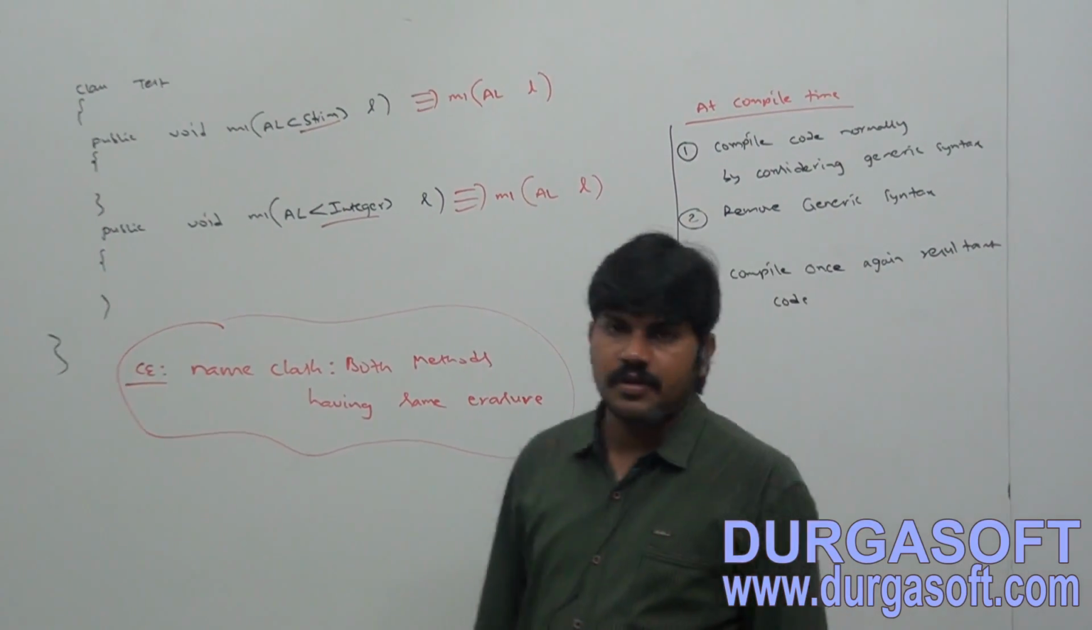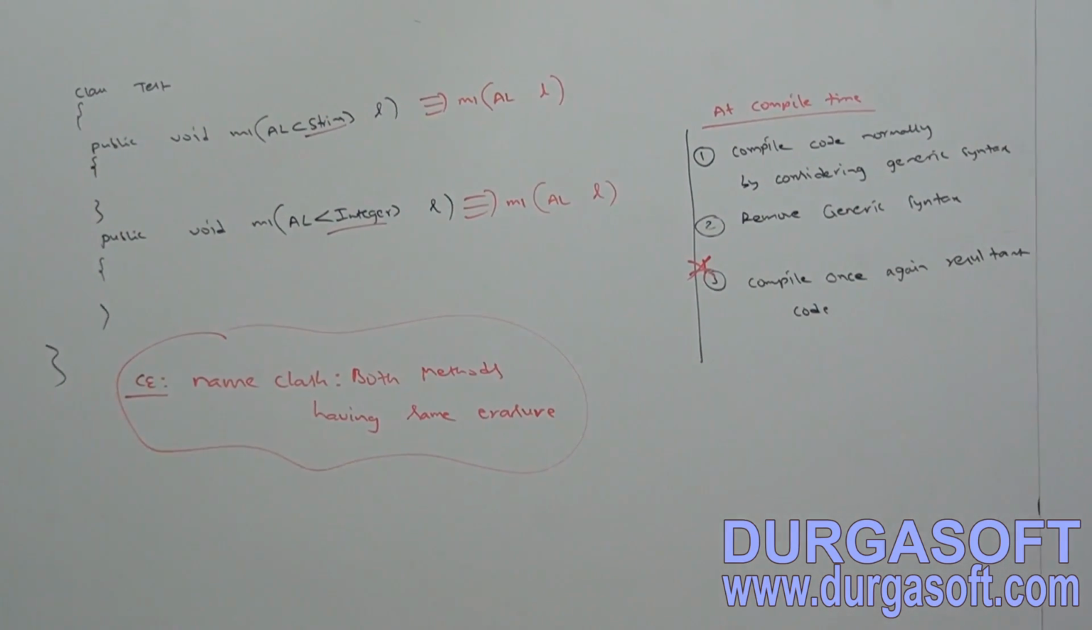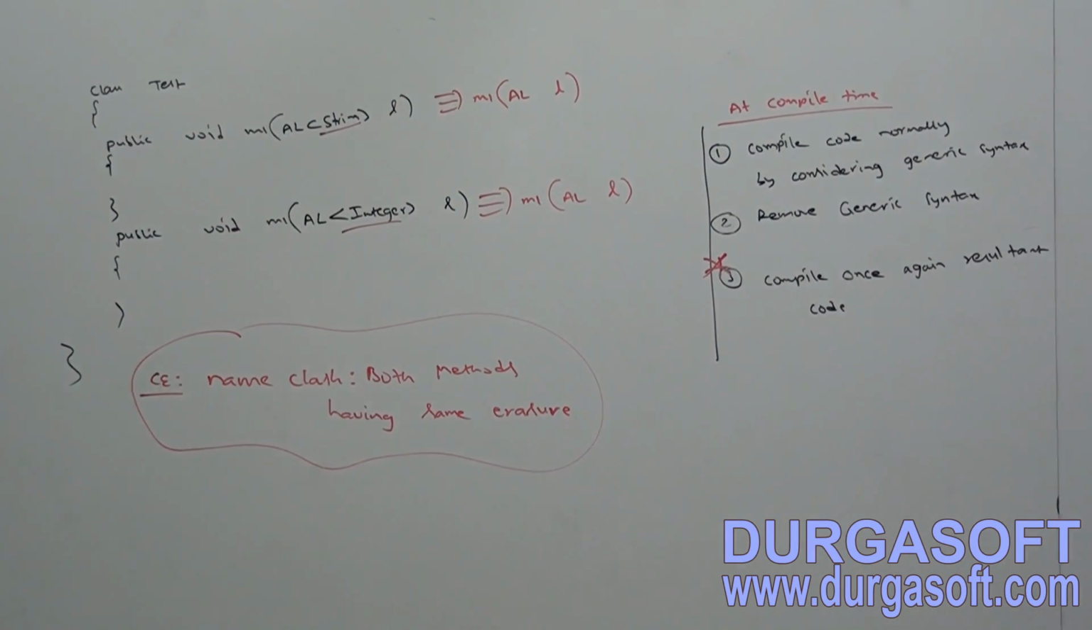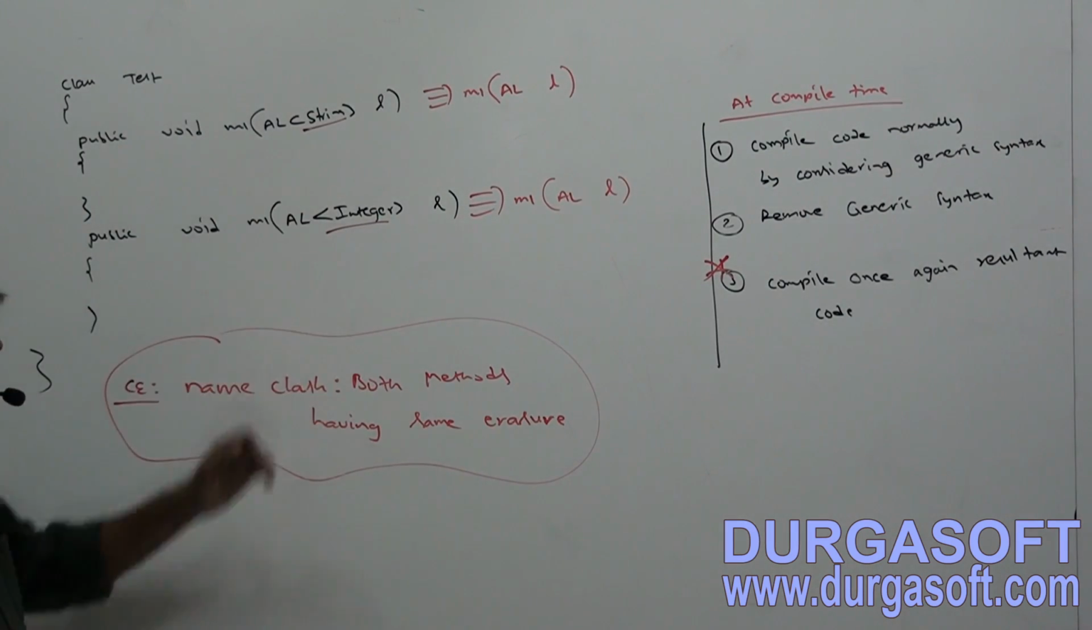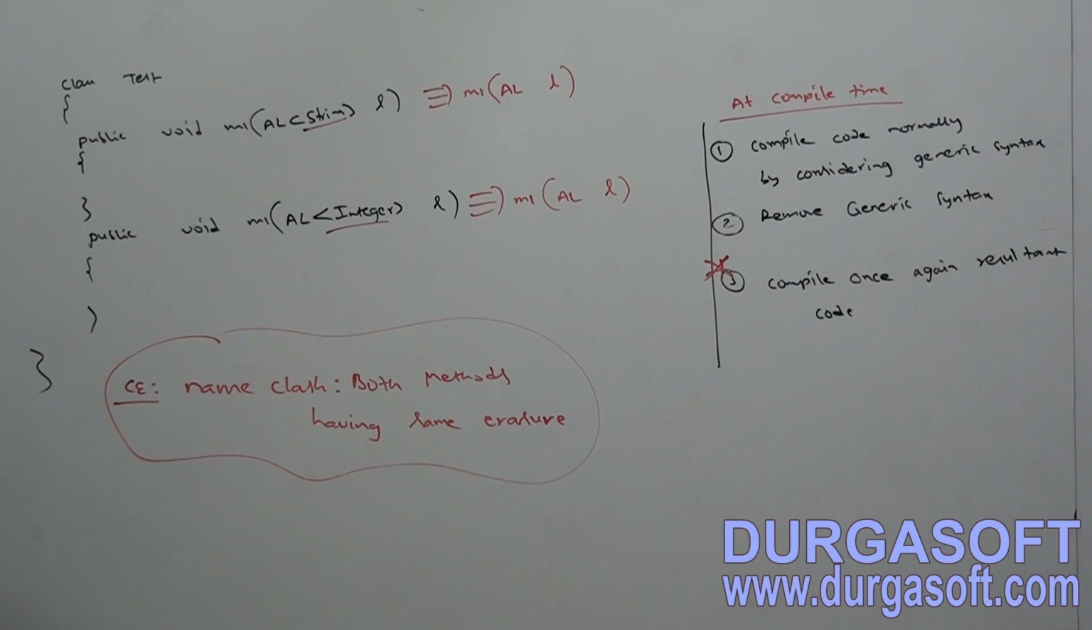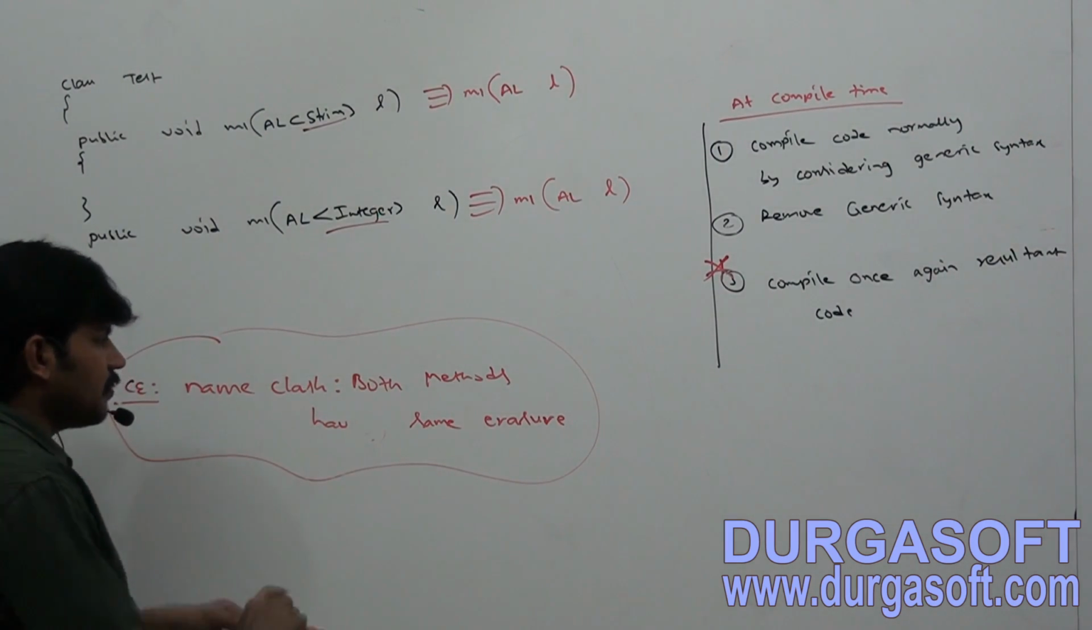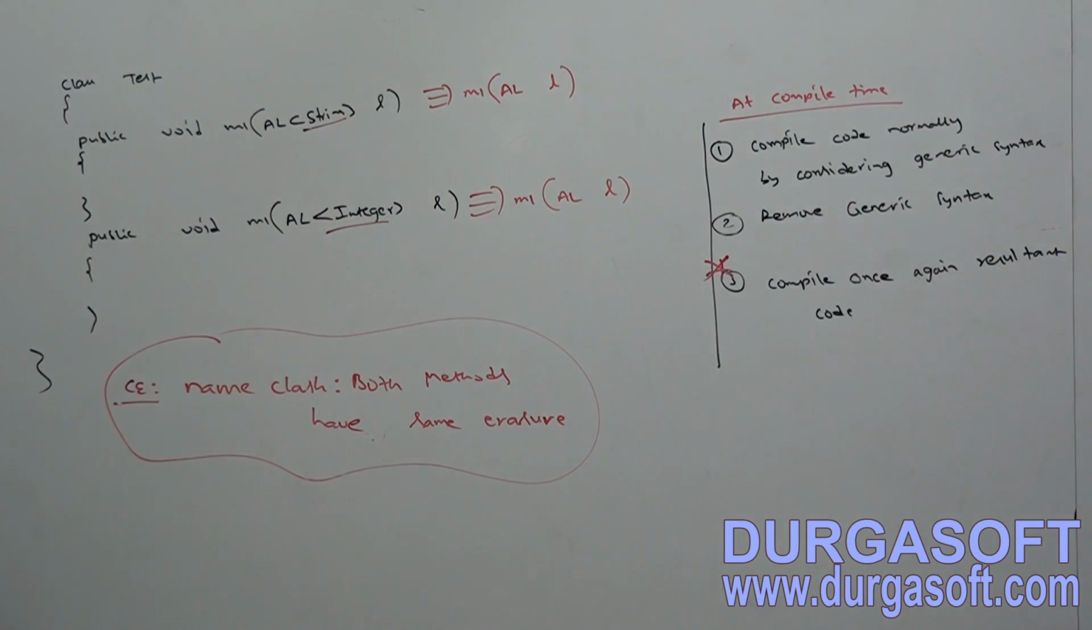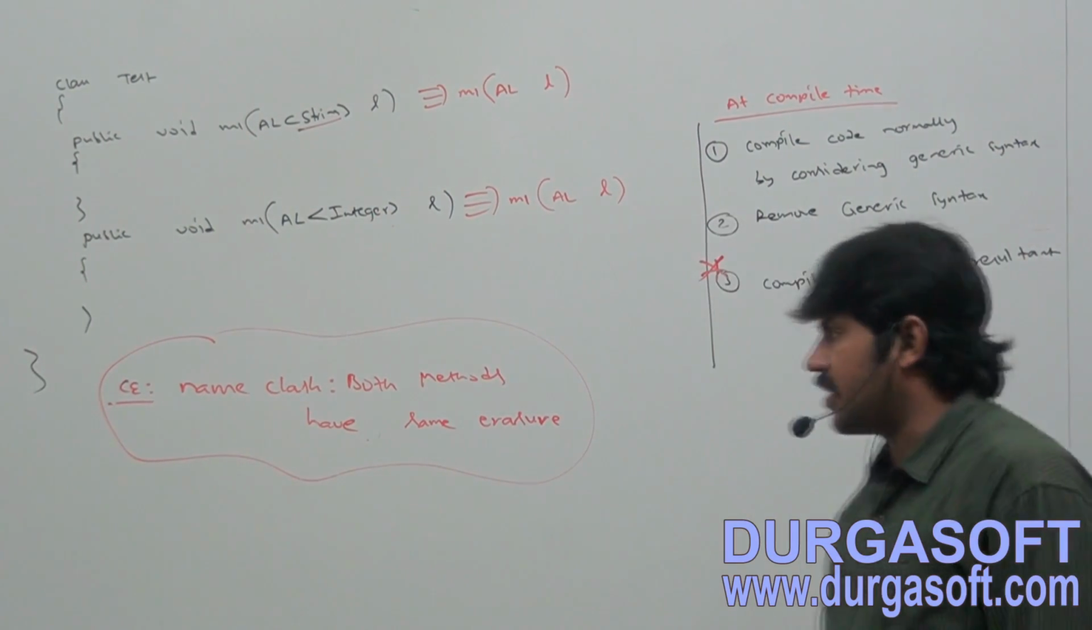Okay, take this part. Example, class Test: public void m1 of ArrayList of String L, public void m1 of ArrayList of Integer L. So we are going to get a compile time error saying both the methods have the same erasure. So at compile time, what will happen? Name clash because both methods have the same erasure.